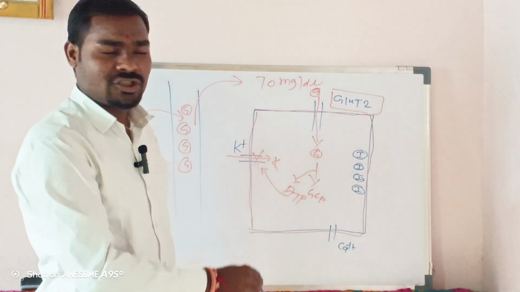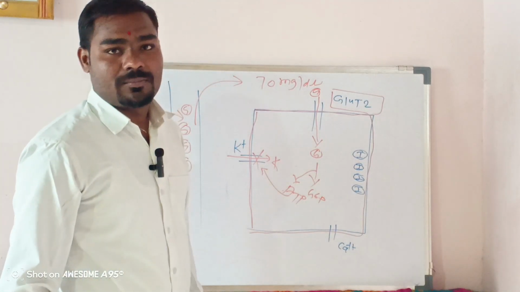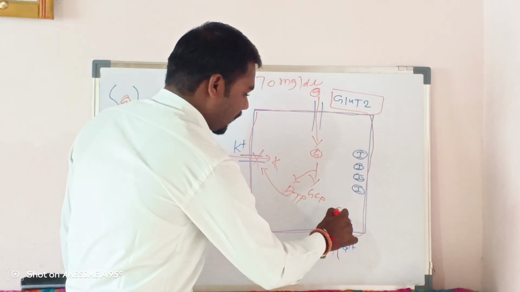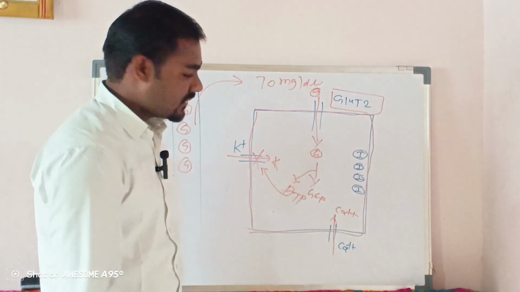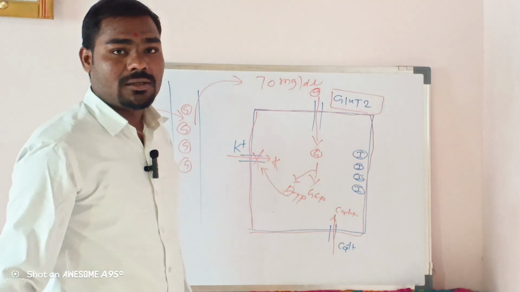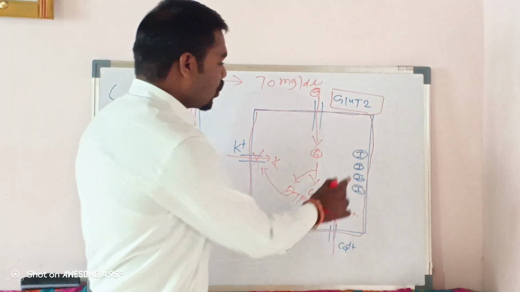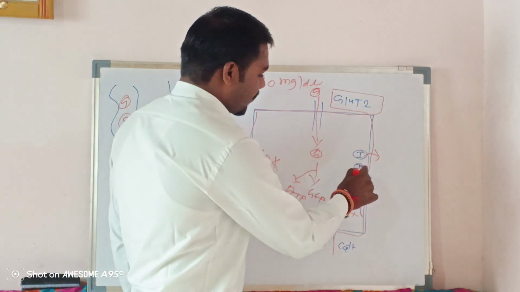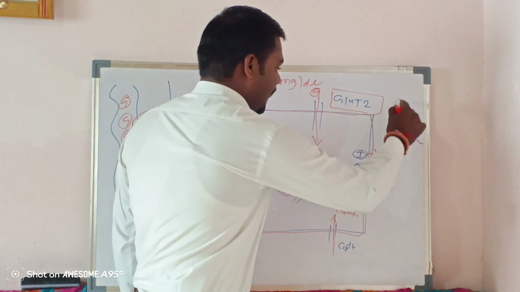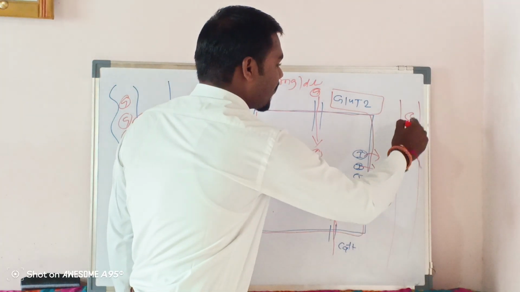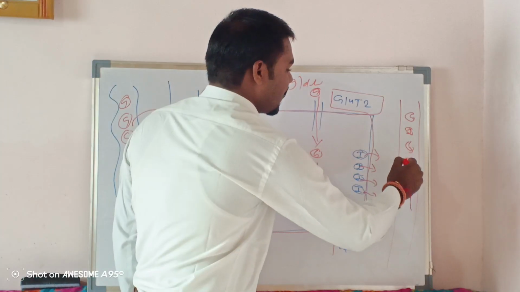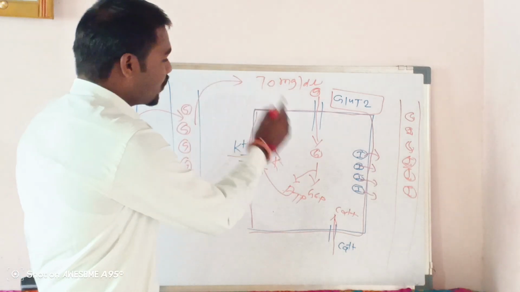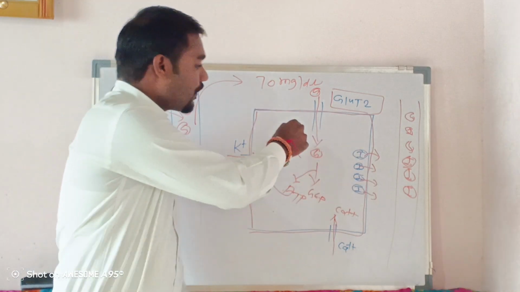Because of this depolarization, the calcium channels open up, and the influx of calcium occurs inside the beta cell of the pancreas. Because of this influx, the insulin granules break down and insulin is released. This is how insulin is released. In the blood vessels, we have glucose as well as insulin. This is how glucose itself stimulates the beta cell of the pancreas to release insulin.